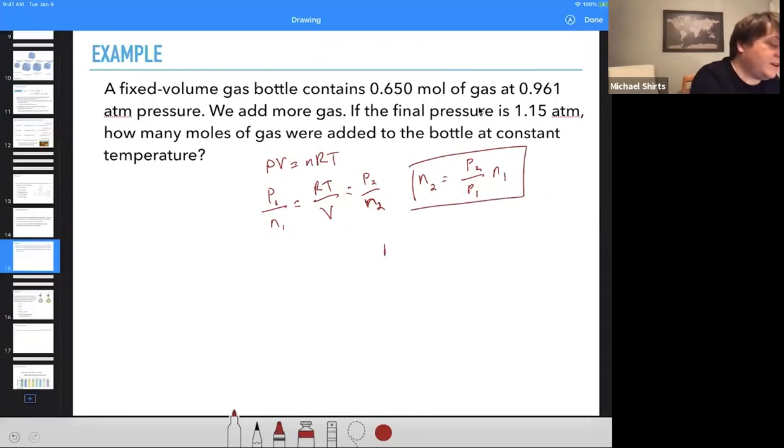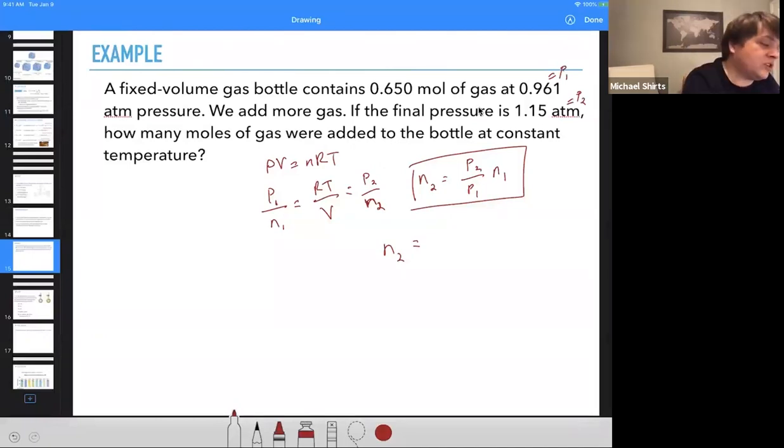So N2 is therefore P2. Now the important thing here is which one is 1 and which one is 2. It doesn't matter as long as we're consistent. So what we want to make sure is that we use the pressure that corresponds to a given N1. So if N2 is the final number of moles, the one we don't know yet, then we need to make sure that N2 is the final one. Therefore, this here is P2 and this here is P1. That's P1 because it's consistent with the initial number of moles, 0.650.